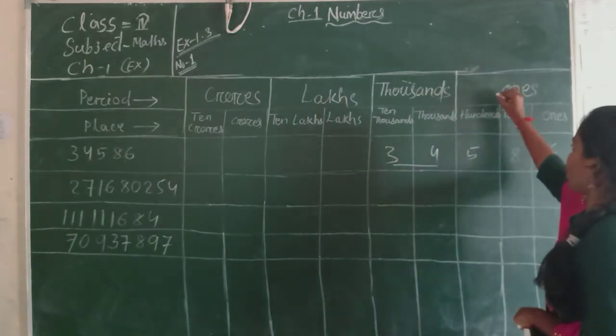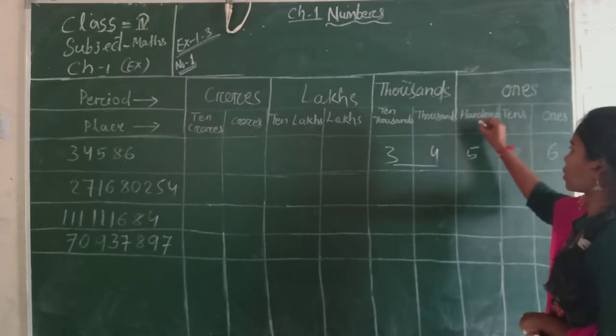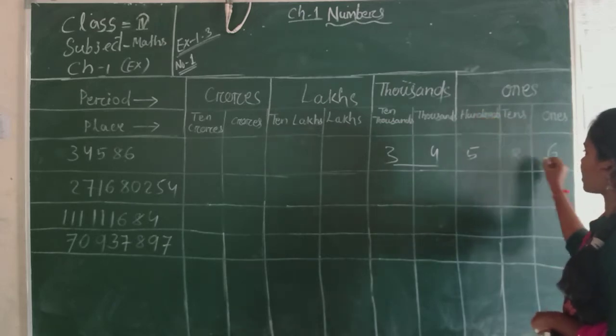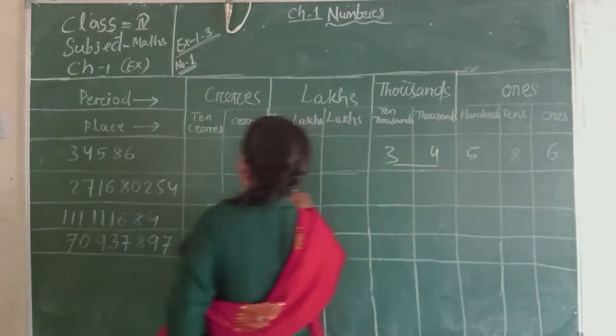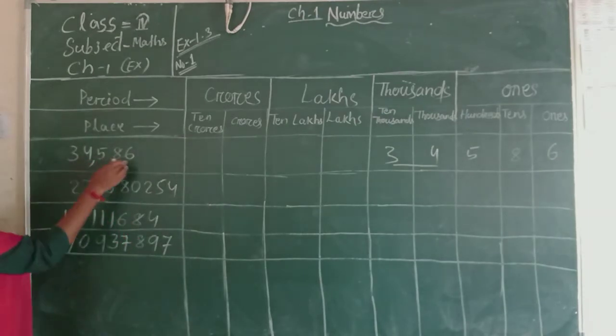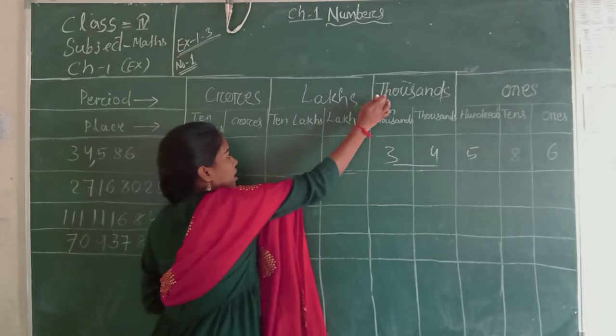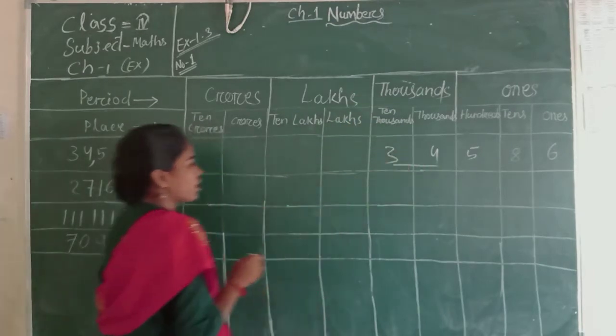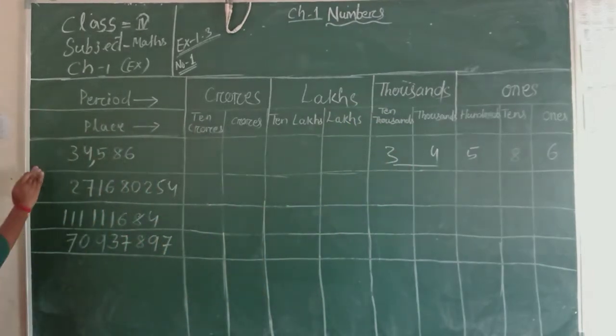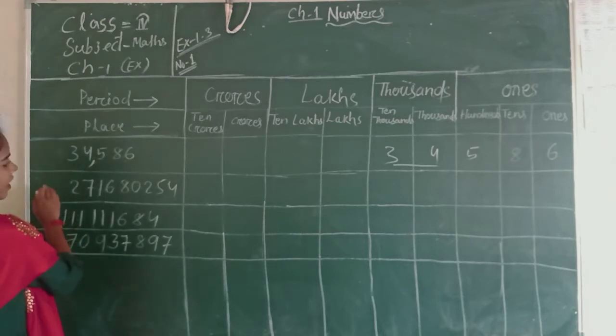Here in one's period, the first period, there are 3 digits, 5, 8 and 6. So put a comma after 3 digits. Okay, next period is your 1000's period. In 1000's period there are 2 digits. So keep as it is. Next come to another number.